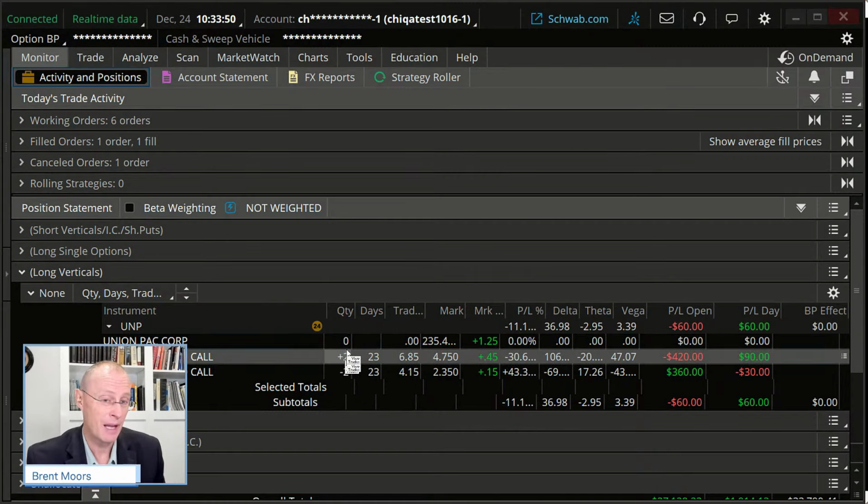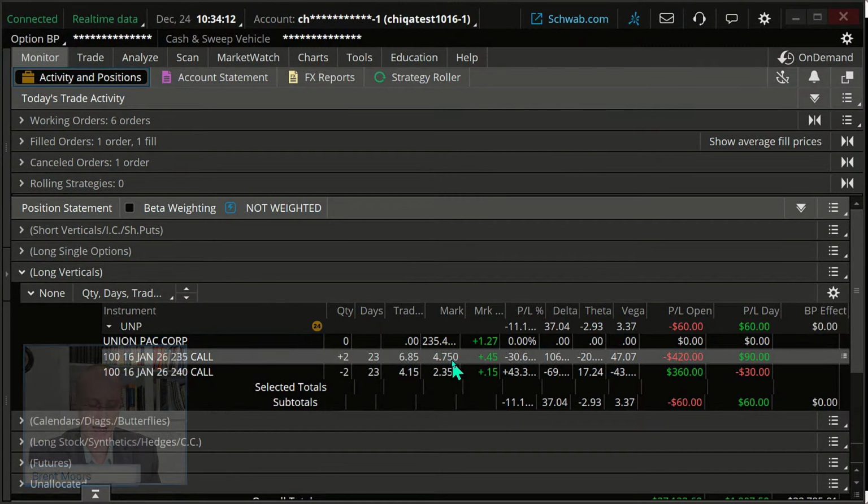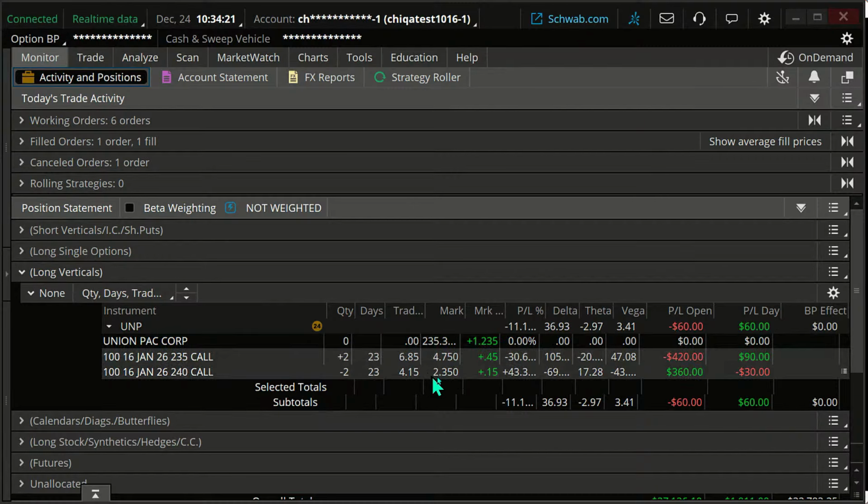Maybe we add a stop in. If we're bearish or neutral, probably just get out of this thing, okay? If I want to add a stop, where am I going to add a stop? Well, currently the price is this. Look, I've got long calls at 475. I've got short calls at 235. Basically, they're at 240 right now is the spread.